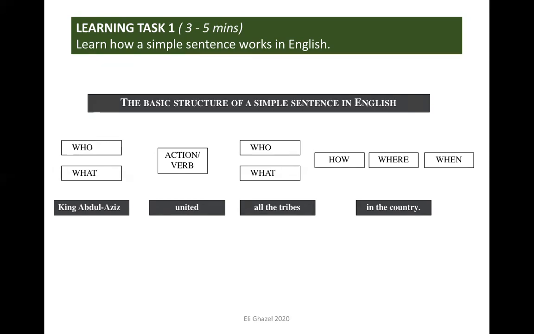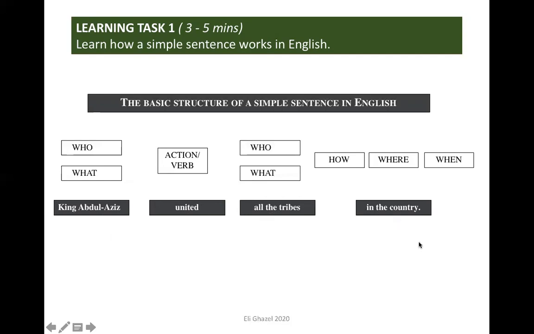Where? In the country. So notice that this simple sentence has 4 parts. King Abdulaziz united all the tribes in the country. Your mind is going who, action, who, where.